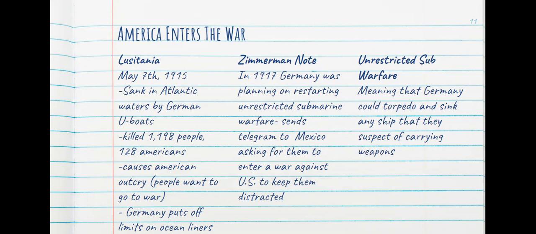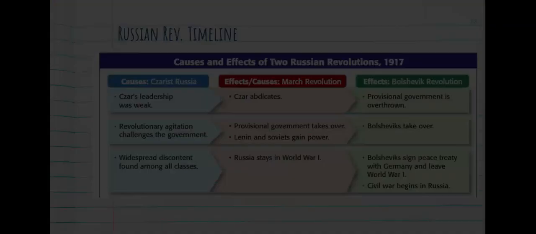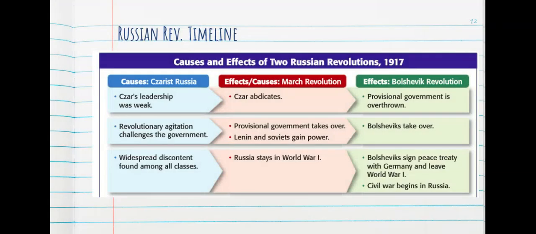This leads to people wanting the United States to enter the war even more. After the Zimmerman note, Germany goes back into unrestricted submarine warfare, which links back to Lusitania in that these are civilian ships getting sunk by German U-boats in a military fashion. This leads President Wilson to ask Congress to declare war on Germany, and America officially enters the war as Russia is leaving. So let's get into the Russian Revolution now.